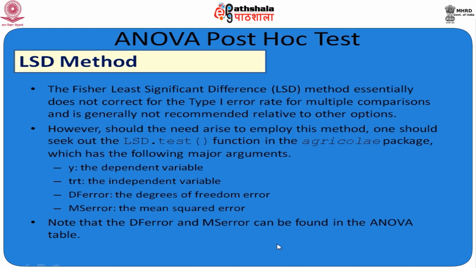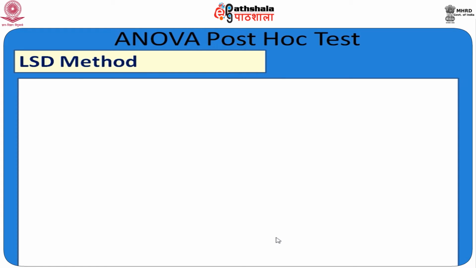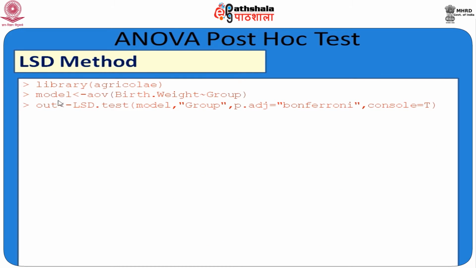So let's see how I am going to perform it. As I said, the library agricolae needs to be installed and loaded in the R console, and then I'll use the aov command for ANOVA with birth weight and group, and create this object. This is the ANOVA object. That ANOVA object will be passed to the LSD.test function with the group, then p.adjust Bonferroni correction. This is more robust than the simple LSD.